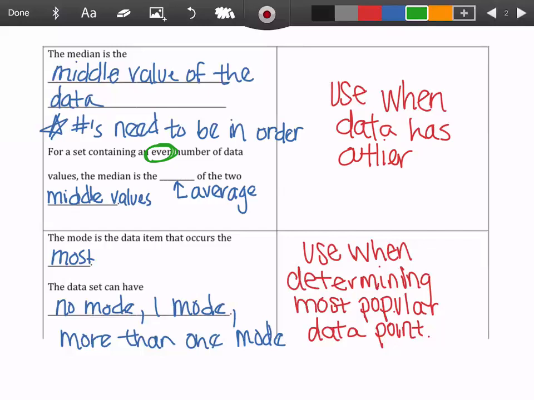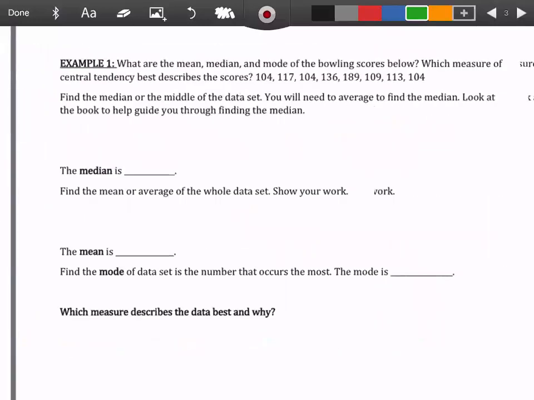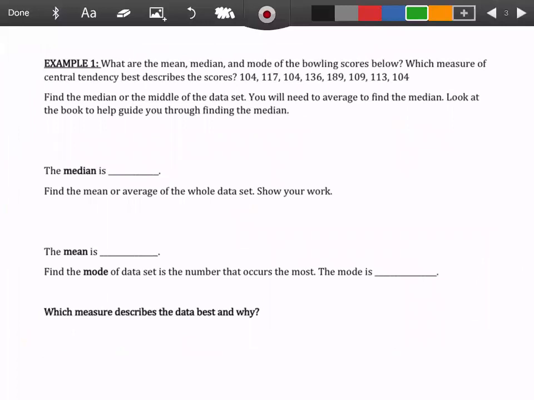So we're going to be finding the mean, median, and mode, and we're going to be looking at which one is going to best describe the data. For this first example, we have: what are the mean, median, and mode of the bowling scores below? Which measure of central tendency best describes the scores? We have all these scores here. We are going to find the median first, which is the middle of the data points. So we need to list these numbers in order.